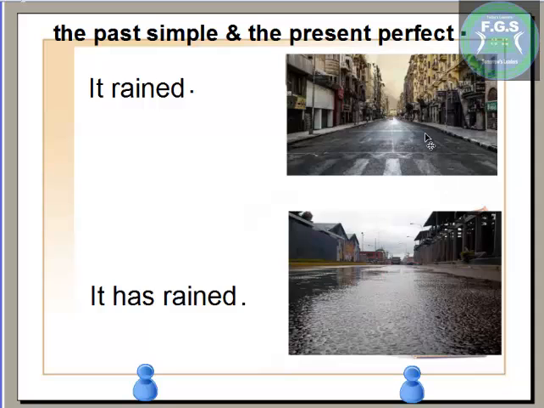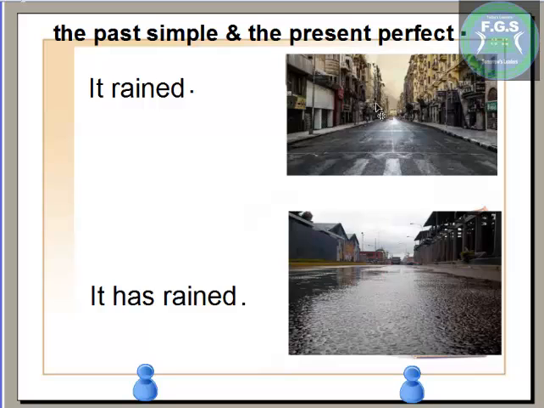Who can tell me what's the difference between these pictures? Yes, as you said, in picture number 1, we can see Miss Dina a road. This road is dry, okay, but here the road is wet. The road is wet, okay.